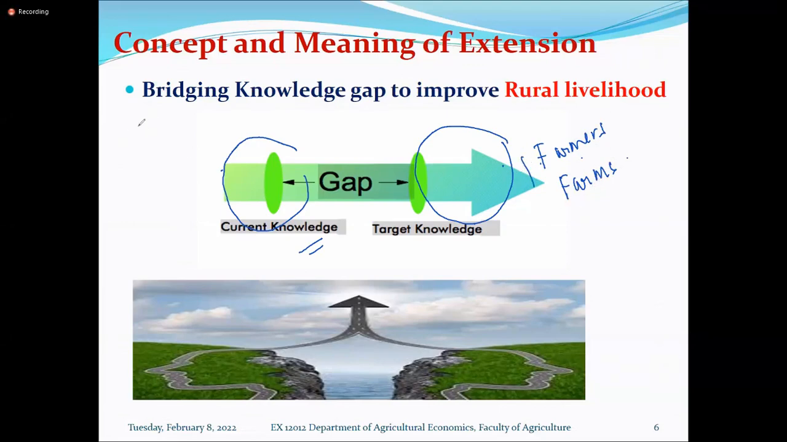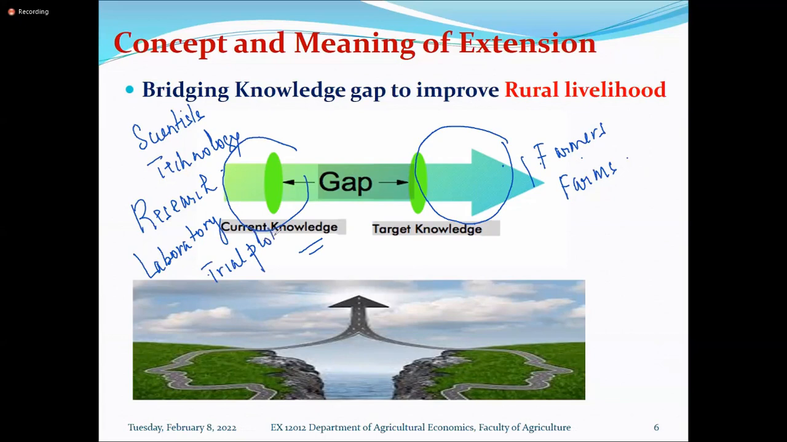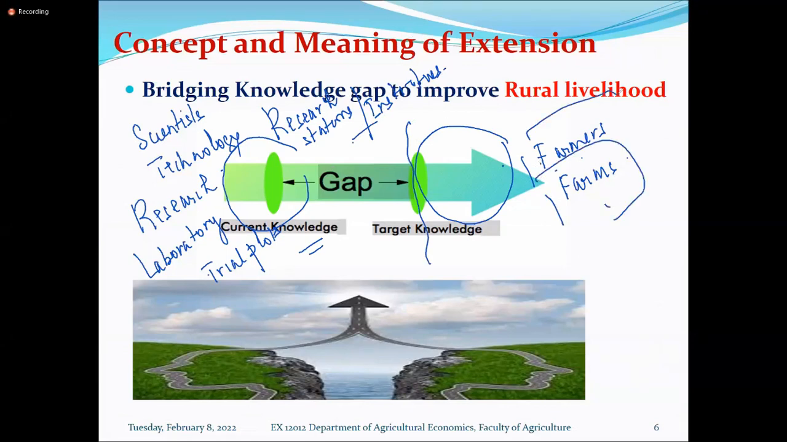And on this side you have scientists, and of course you have technology, research, and laboratory, and of course you have trial plots, research stations, institutes, right? Institutes, all are this side, right? But this side you have a farmer, right? Farmer, farmland, those things are here.